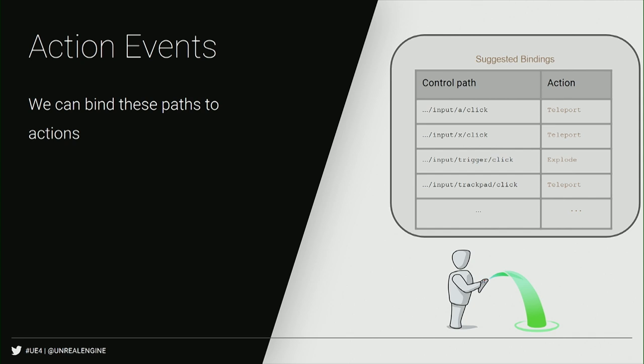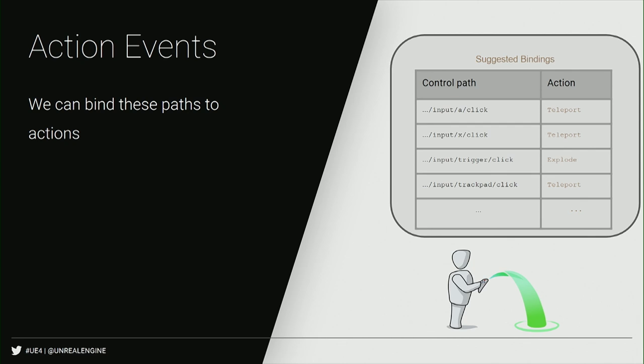Under the hood, OpenXR uses URL-like paths to describe the controls on a device. And we can bind URL-like paths to specific actions. And you could bind any number of paths to a specific action. So here we've got an example of an Oculus Touch controller's A button on one side, X button on the other, both of those clicks being bound to the teleport action. And we've also bound the Vive Index trackpad click to that same action.